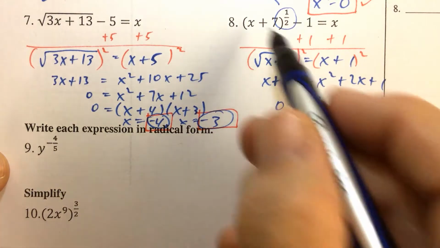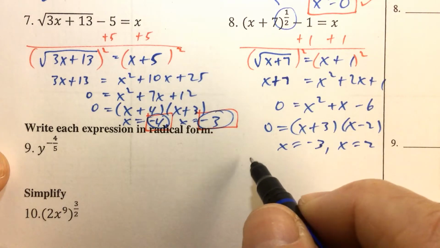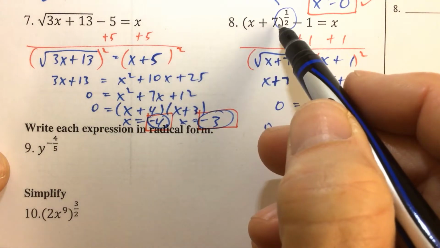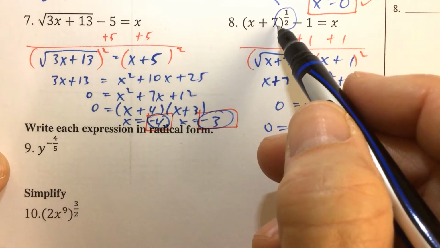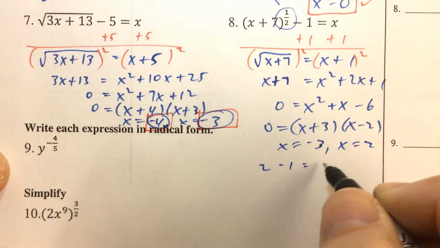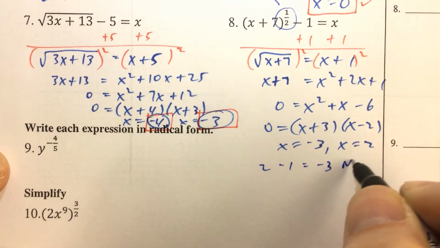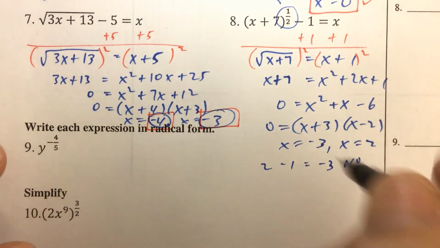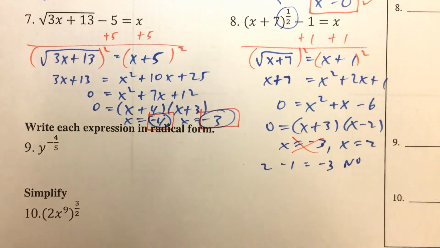Checking x equals negative 3 in the original equation, the square root of negative 3 plus 7, so negative 3 plus 7 is 4, square root of 4 is 2. So 2 minus 1, does that equal negative 3? No. So therefore, negative 3 is not a solution to the equation.